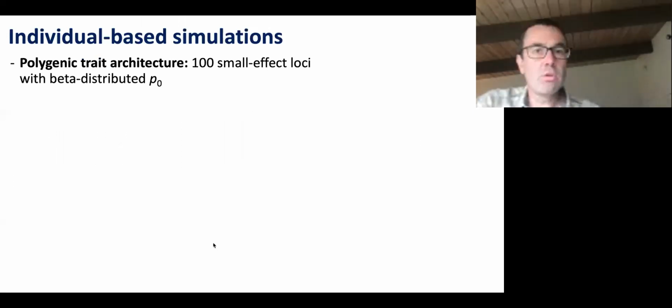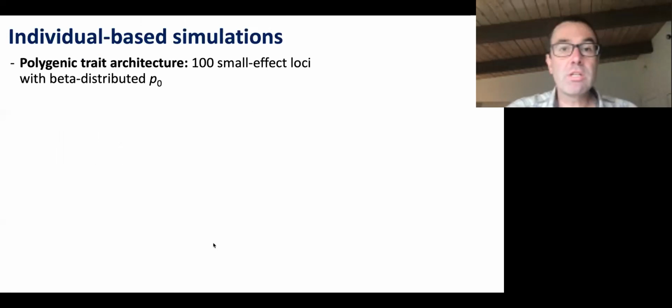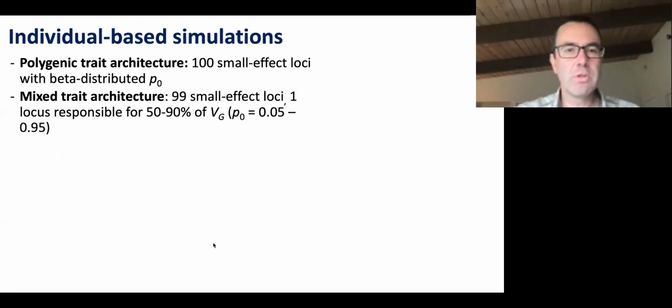So in the individual-based simulations, we have a polygenic architecture where there are 100 small effect loci with equal effects, and we model beta-distributed initial allele frequencies. With the mixed genetic architecture, we have 99 small effect loci, one locus being responsible for between 50 and 90% of the genetic variance, and the rest of the genetic variance spread equally among the 99 small effect loci. The initial large effect allele frequency is modeled between initial allele frequencies of 0.05 and 0.95.